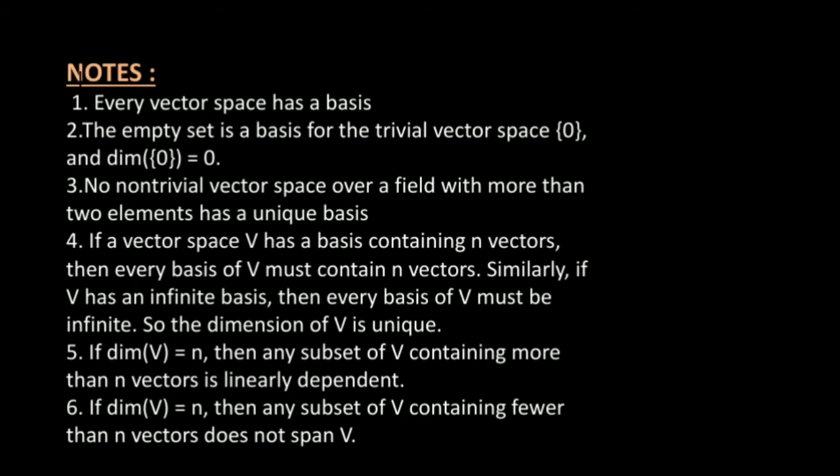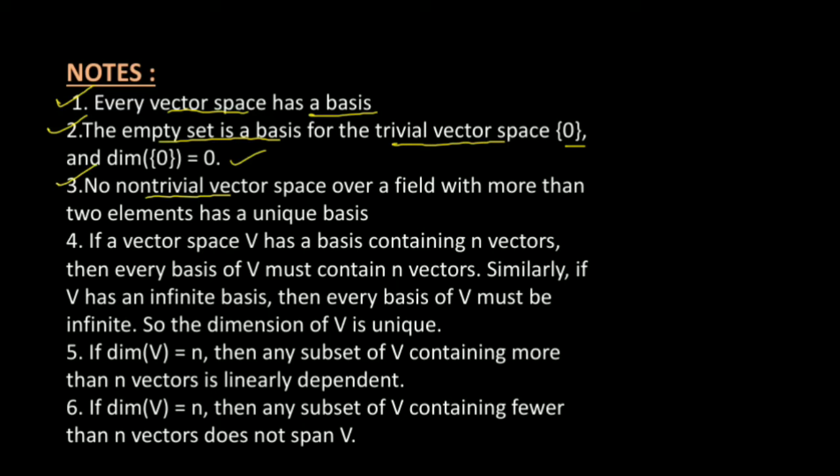Here are some of the important points based upon the basis and dimension. Every vector space has a basis. The empty set is a basis for the trivial vector space 0, and the dimension of 0 is 0. The trivial vector space is nothing but the zero vector space. The vector spaces apart from the zero vector space are called the non-trivial vector spaces.